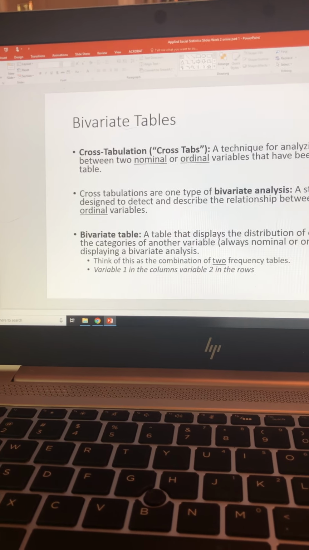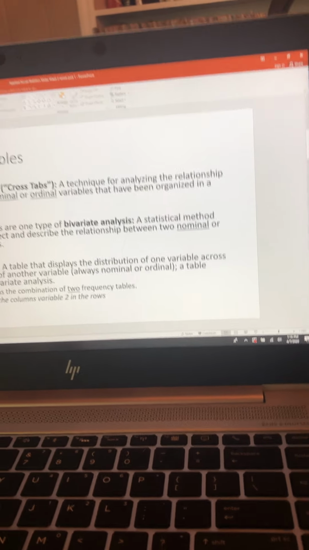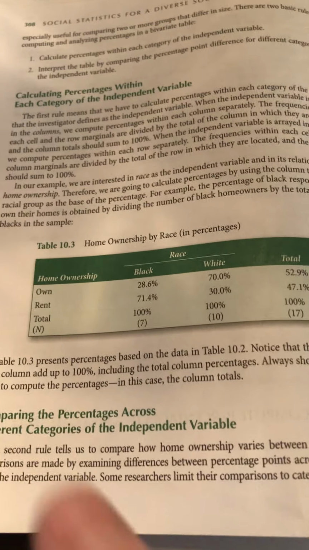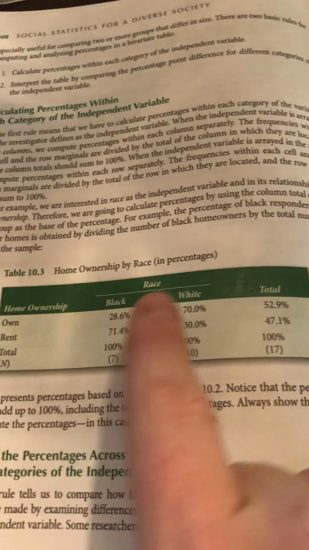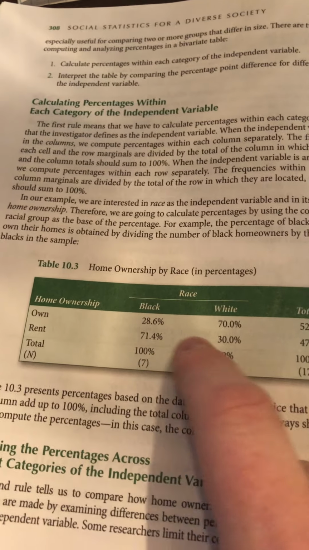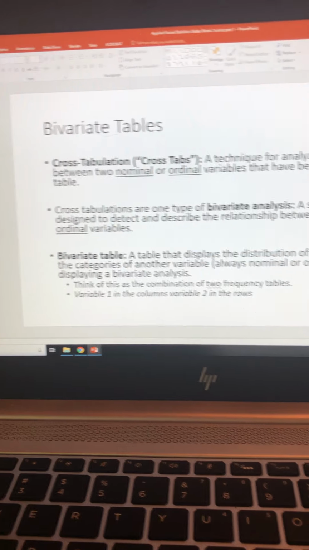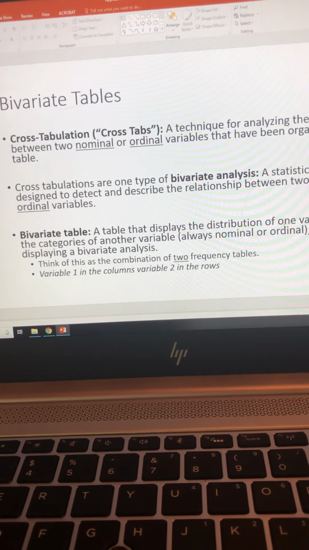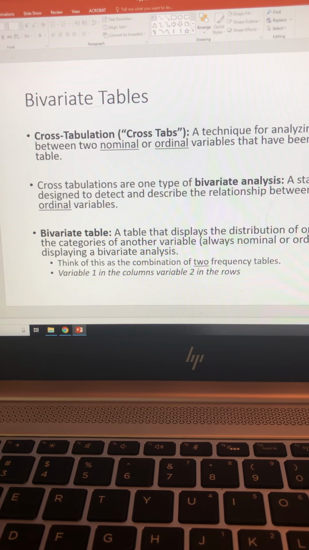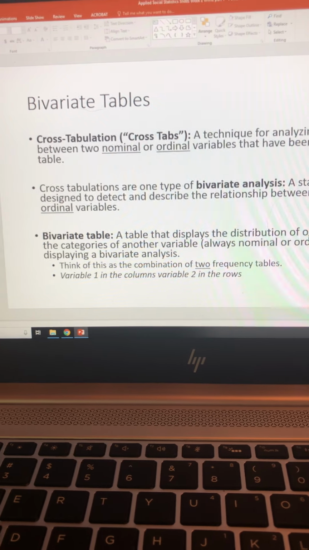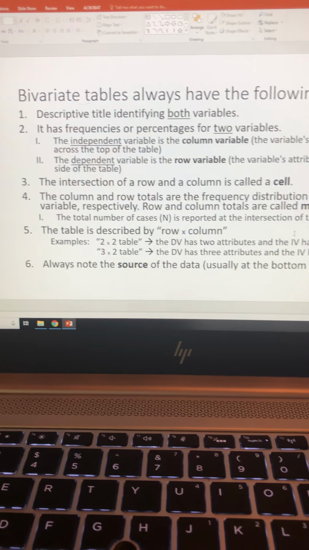Let me flip over to the book real quick. Stuff like this, where you have one variable of home ownership and another variable of race, and then the breakdown there. So again, I kind of sound like a broken record, but make sure you're reading your book. Obviously, it's invaluable at this point. This is chapter 10. Okay.